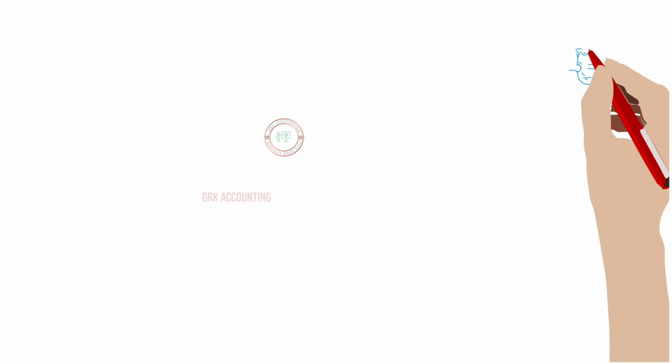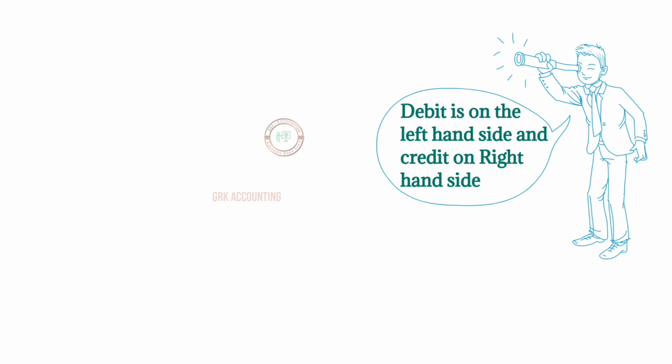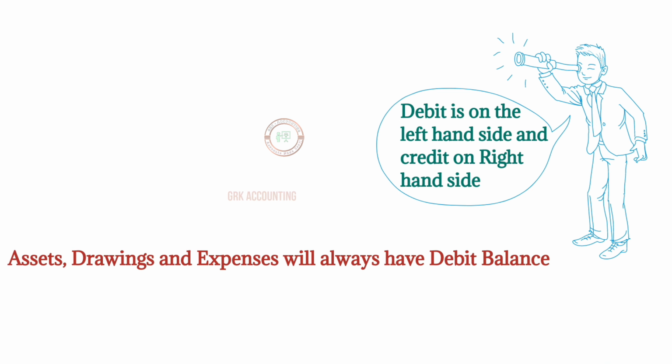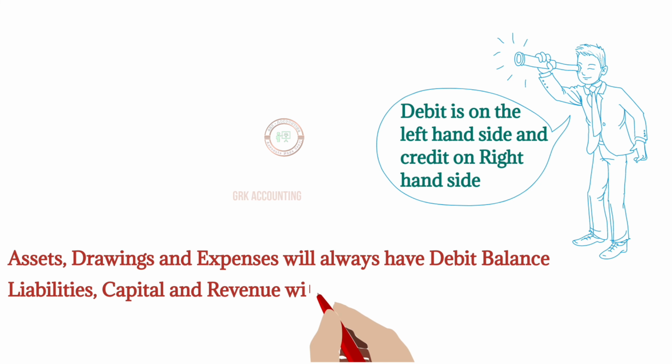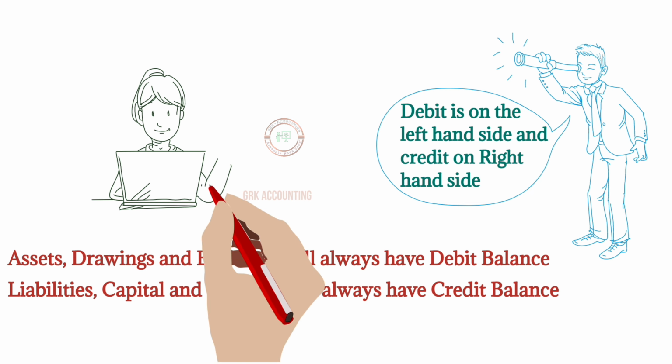In earlier classes we have learned that debit will be on the left hand side and credit will be on the right hand side. For the above equation, if we apply this rule, debits will be assets, drawings, expenses. Credits will be liabilities, capital and revenue. I think now everyone is clear.